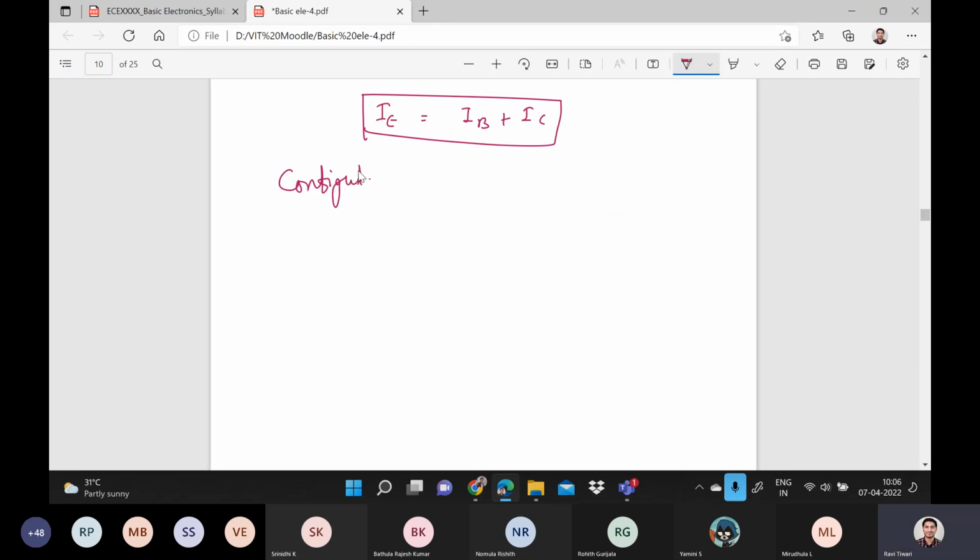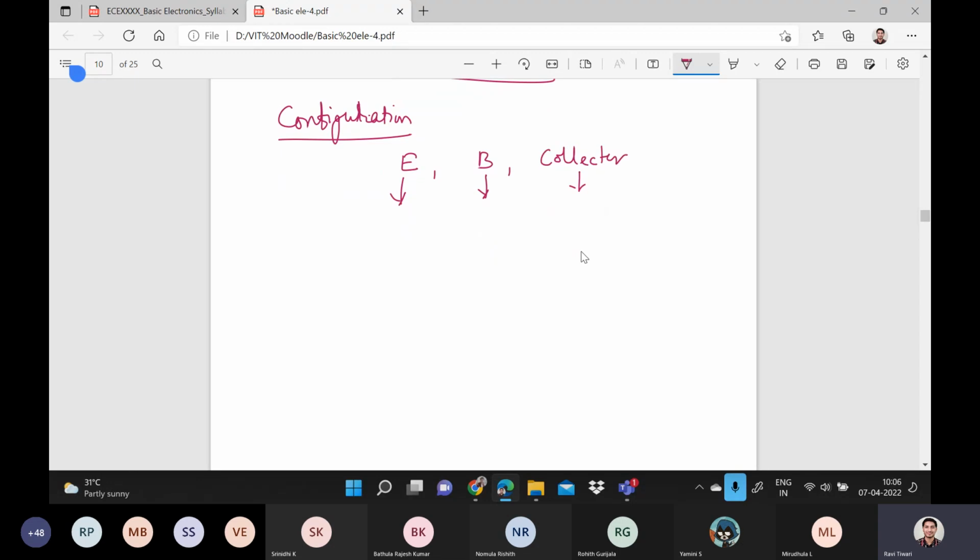Configuration. That means there are three terminals. Okay, we have an emitter, we have a base, we have a collector. So in the configuration, either you can take the emitter as common between input and output, or you can take the base as common between input and output. Similarly, you can also take the collector as common for input and output. Let's start with common base.